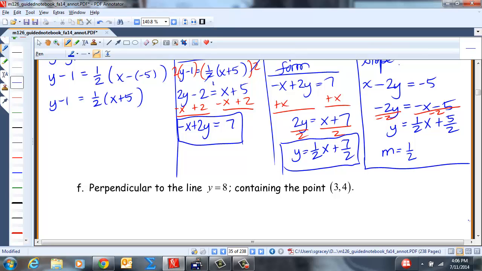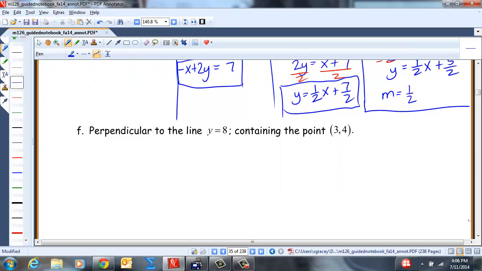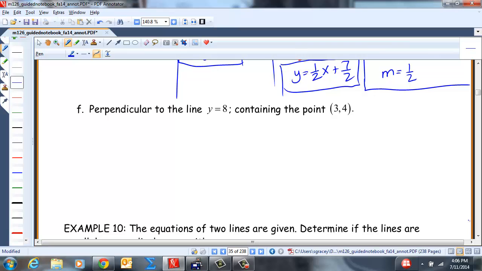Okay, perpendicular lines. Perpendicular lines are at a right angle to each other. So what kind of line is this? y equals 8 is a good horizontal line, right? So what kind of line is perpendicular or forms a right angle to a horizontal line? Awesome, a vertical line. So believe it or not, our answer here is x equals, good, we take the x coordinate in the given point.